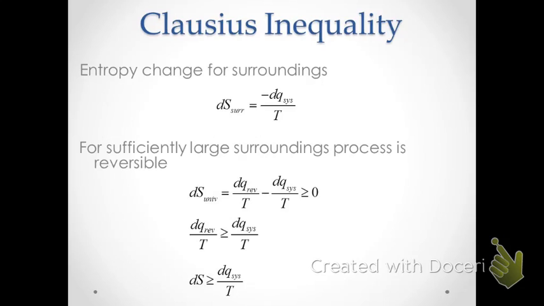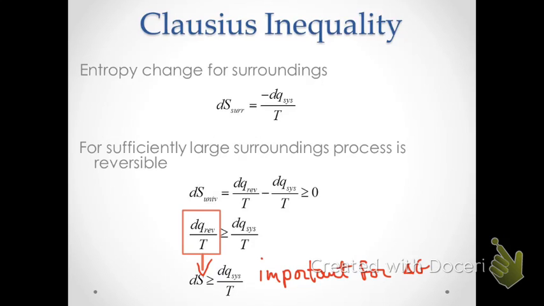So again, because dq reversible over T corresponds to dS for the system, we can see that under these circumstances dS is therefore going to be always greater than or equal to dq system over T. And this is called the Clausius inequality. This will become important later on when we start talking about delta G, the Gibbs function for various processes.